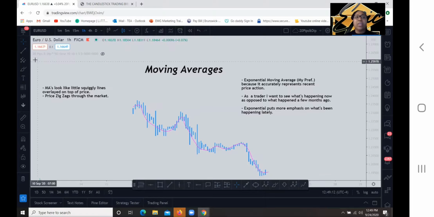So we're looking at the Euro USD and we're looking at price over here. I want to know, going back this many candles, what was the most recent trend? Because as a trader, I want to see what's happening now as opposed to what happened a few months ago, a few years ago. That's irrelevant to what I'm trying to do now. So exponential puts more emphasis on what's been happening lately, right? You may see the word simple moving average, which moves along with the overall trend. It takes an average of the overall trend. Exponential takes the actual average of what's going on lately. So that's the difference between the two.